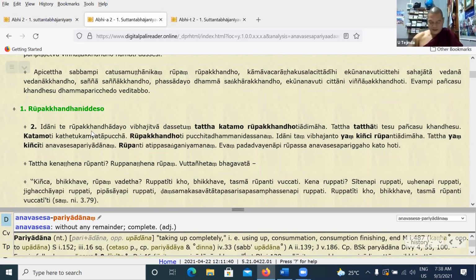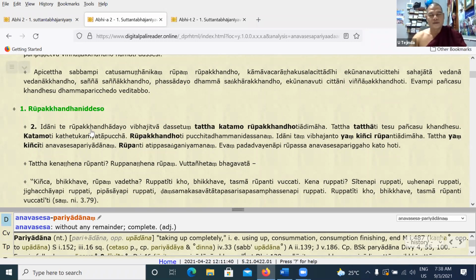Tattha Kadma Rupa Khanda, the Buddha said here. Tattha means among the five aggregates, Tesu Panchasu Khandesu. So Kadma Katetu Kamyata Pocha. Katetu Kamyata, the Buddha makes a question to answer, to explain.